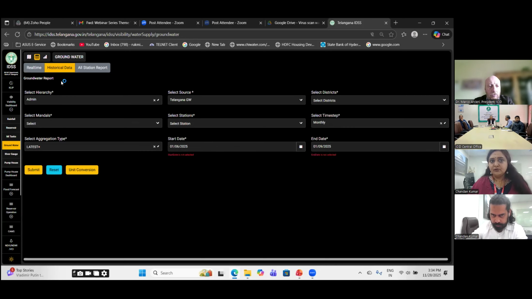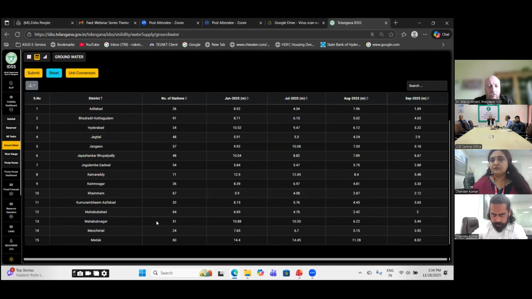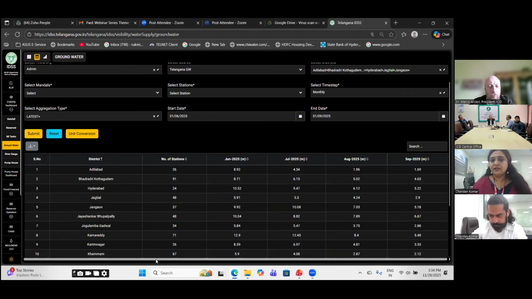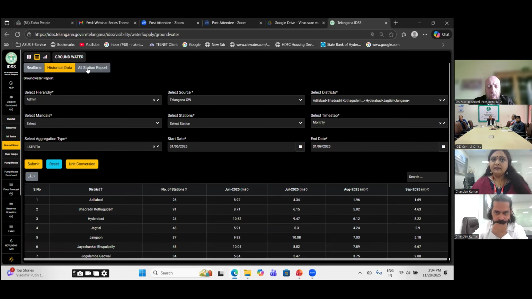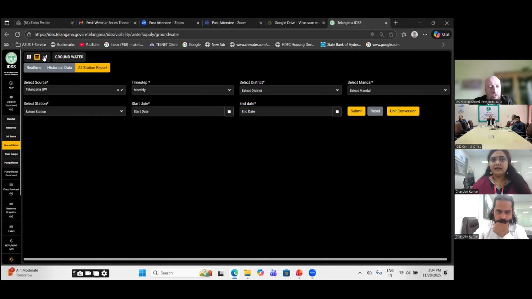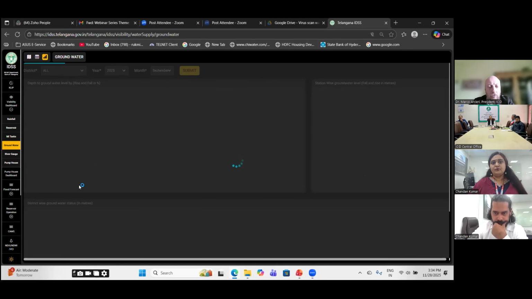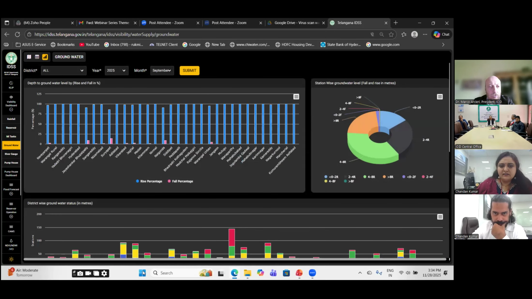And as I have already told, the historical data is also available. If you want to check from June onwards, we have the groundwater data over there, and we can also analyze it. So this also we wanted to work on, and we did a little work on the groundwater, where we have represented the different depth to groundwater ratio of the different districts over here.